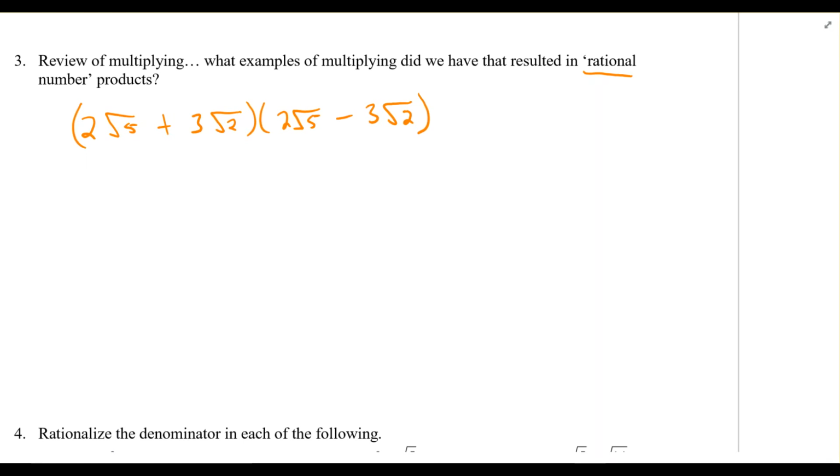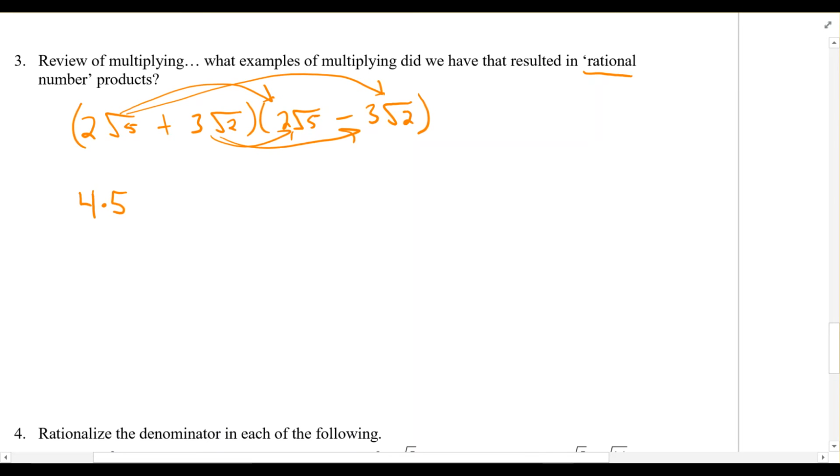So let's multiply this thing. So we've got, remember our FOIL, it's going to be that one times that, that one times that, and that one times that. So let's do the first one there. So 2 times root 5 times 2 times root 5. So that would be 4 times, well, root 5 times root 5, that's just 5. So just 4 times 5 is our first one.